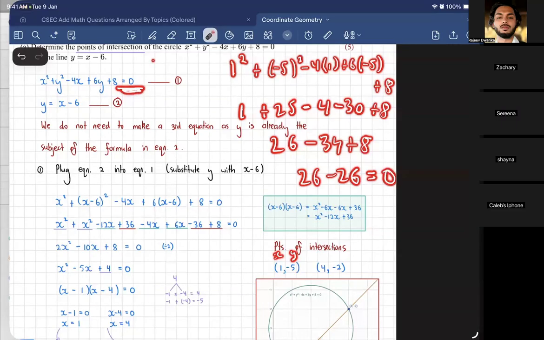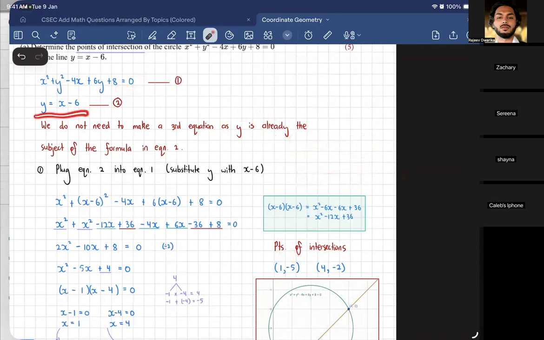Did it satisfy the equation? Did we get equal to 0? Yes, sir. Right, let's try it with the other one. The other one is y is equal to x minus 6. So y is minus 5, and that's supposed to be equal to x minus 6. We found x to be 1. What's 1 minus 6? Minus 5. Right, so it's satisfying that equation as well.